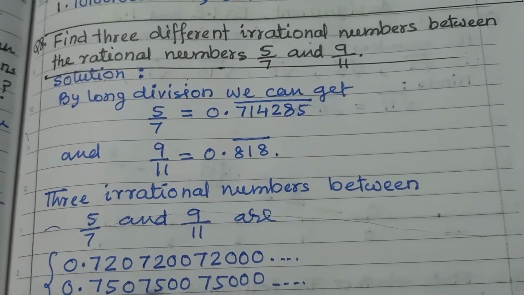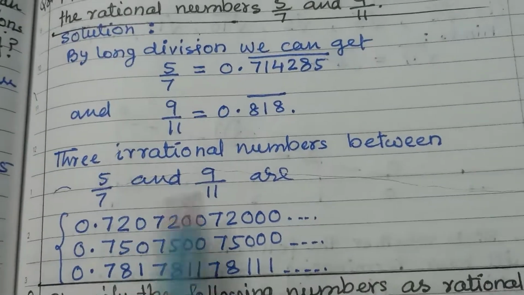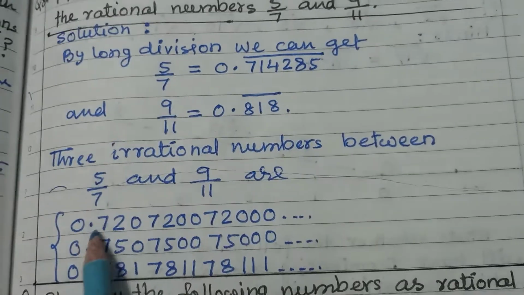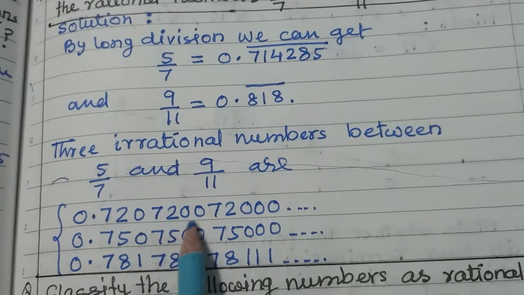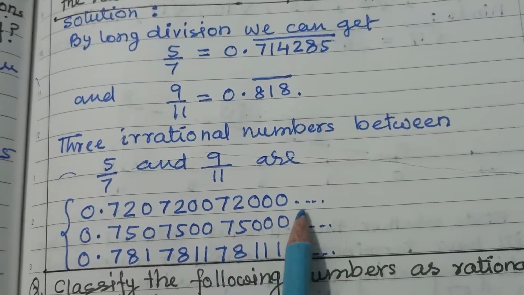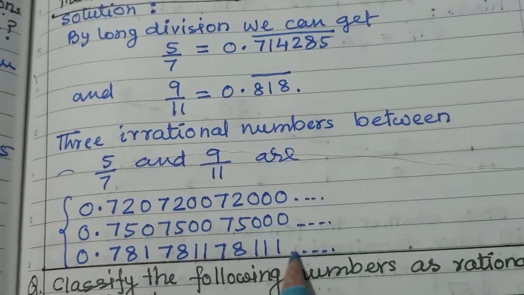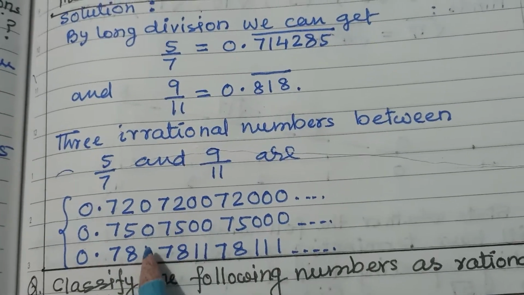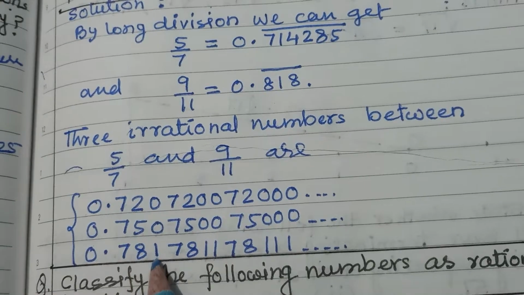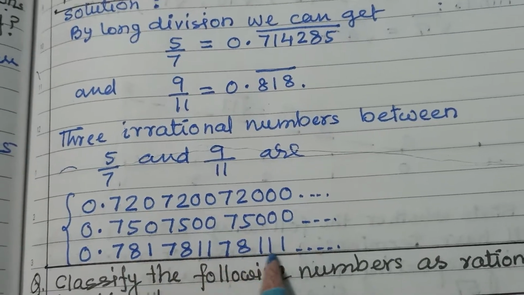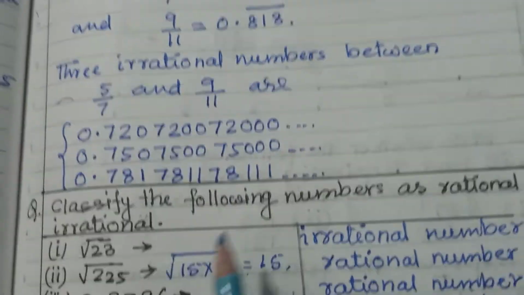So irrational numbers we write in the form, after 0.71, 0.720, 0.7200, 0.72000, in this way. And after 0.72, I have taken 0.75, 0.78. You can take any other number. So it is 0.781, 0.7811, 0.78111. These 3 different numbers I have taken.